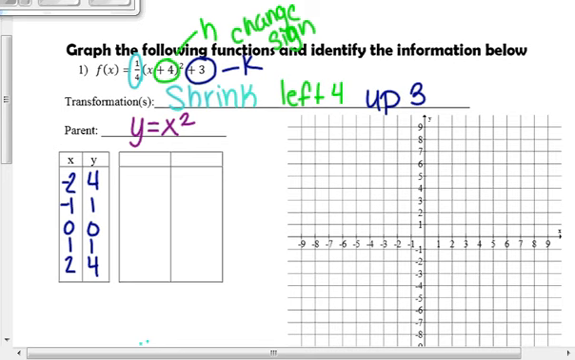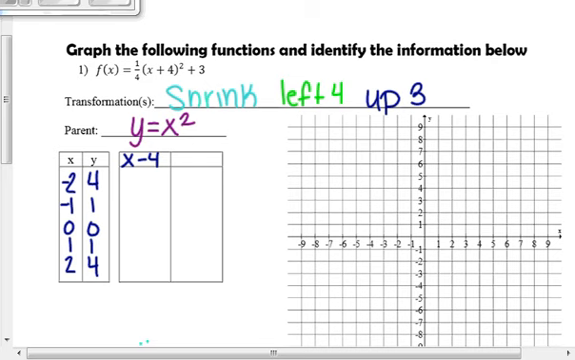Since x is horizontal, it's the value where our function moves left and right. We're going to subtract 4 since our function is moving left 4. So x minus 4. If we take the given function, where we have x plus 4 squared, and scratch that out and put a y down, we see that we have 1/4 y plus 3. Well, why? Well, 3 is what's moving us up 3. Well, our y value is up and down. So that's why we need to add 3 to y.